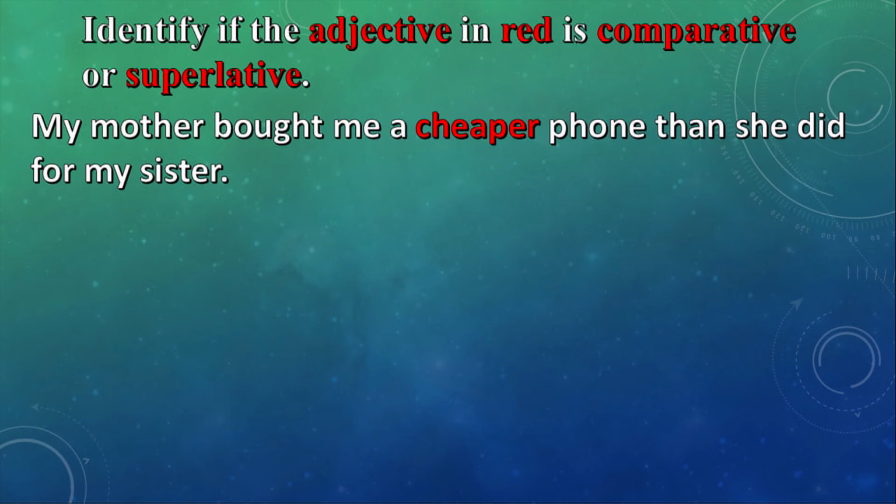My mother bought me a cheaper phone than she did for my sister. Good, so cheaper here is the adjective. What you have to decide is whether it's comparative or superlative. Think about it. Right, so that's actually comparative because you're comparing the cost of the phone that she bought for you to the phone that she bought for your sister. So, comparative, comparing only 2 things there. Next one.